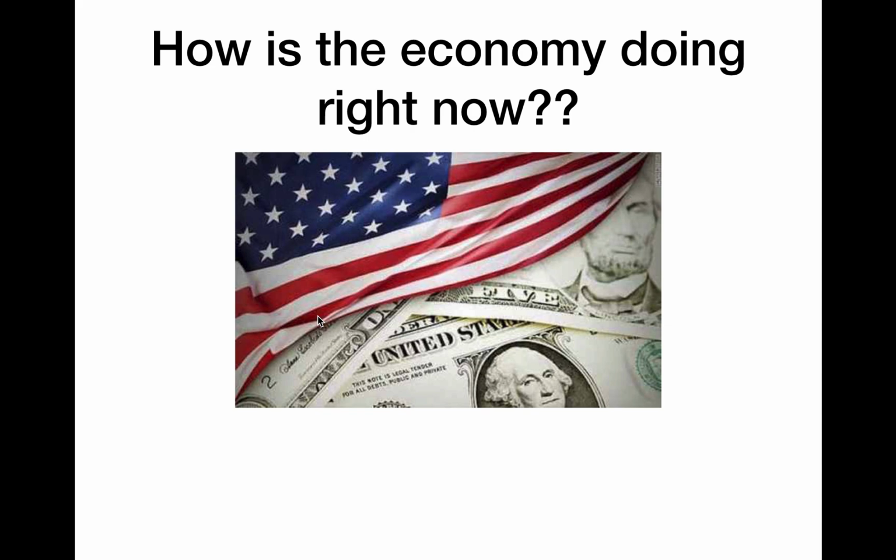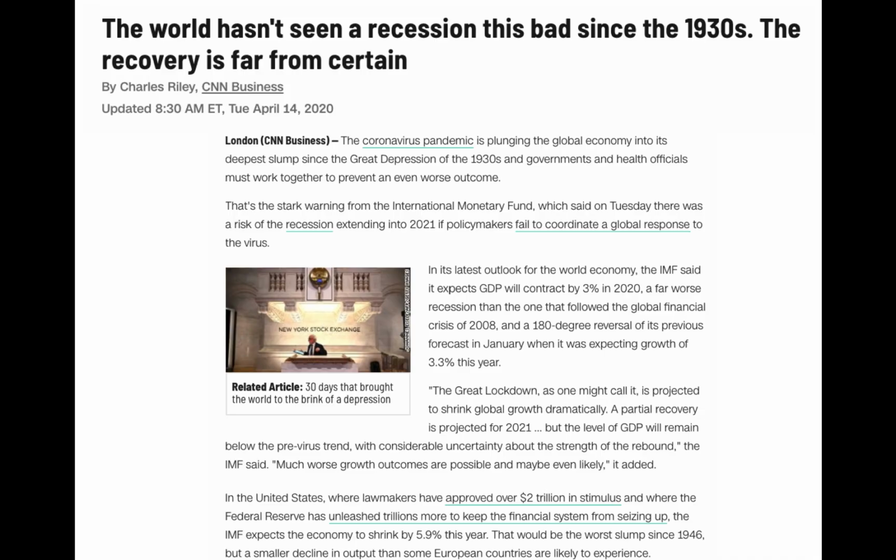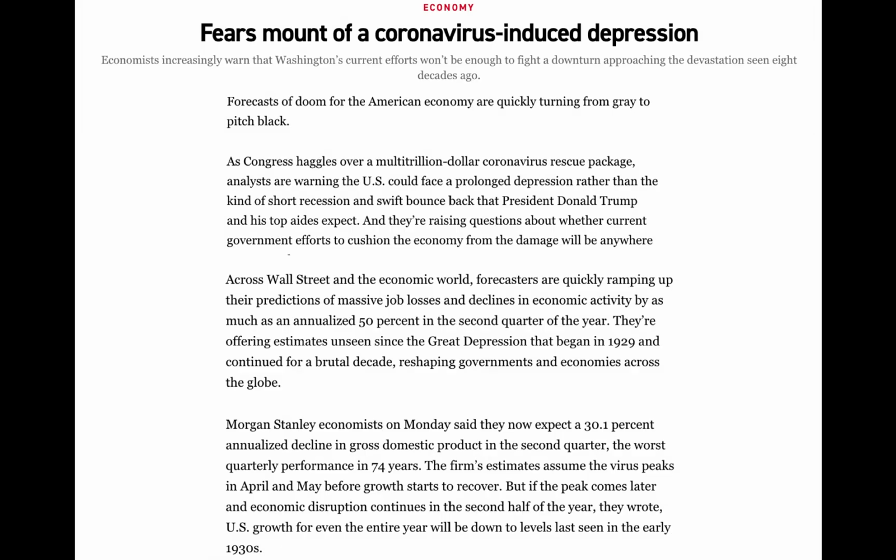What are some things that we're looking forward to or that we can anticipate that are good, and what are some things that we're concerned about right now. Again, I was kind of looking at the news. The world hasn't seen a recession this bad since the 1930s. Again, I would argue we're not quite in a recession yet because it hasn't been 6 months, but we are looking at how this is affecting both the U.S. economy and the economy as a whole.